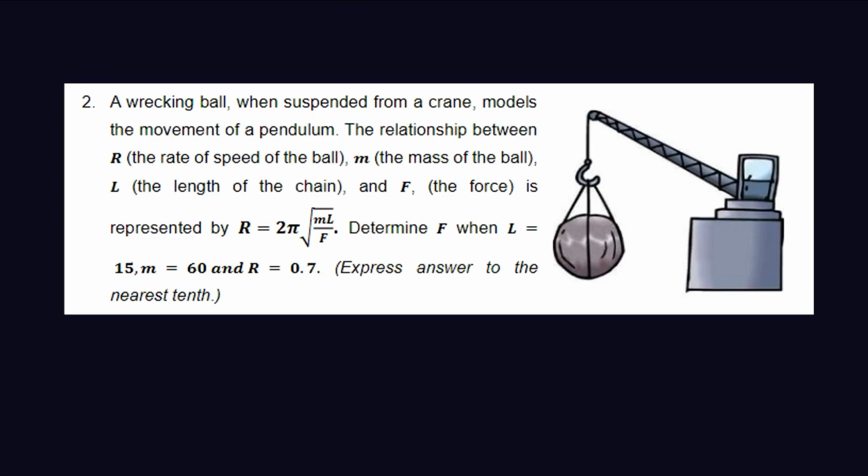Now that we're done with number 1, let us proceed with number 2. And here's the problem for number 2. A wrecking ball, when suspended from a crane, models the movement of a pendulum. The relationship between r, the rate of the speed of the ball, m, the mass of the ball, L, the length of the chain, and F, the force, is represented by r is equal to 2 pi square root of ml over F. Determine F when L is equal to 15, m is equal to 60, and r is equal to 0.7. Express your answer to the nearest 10.